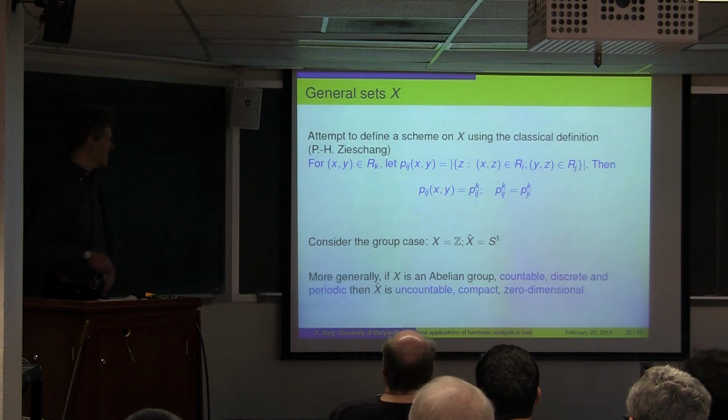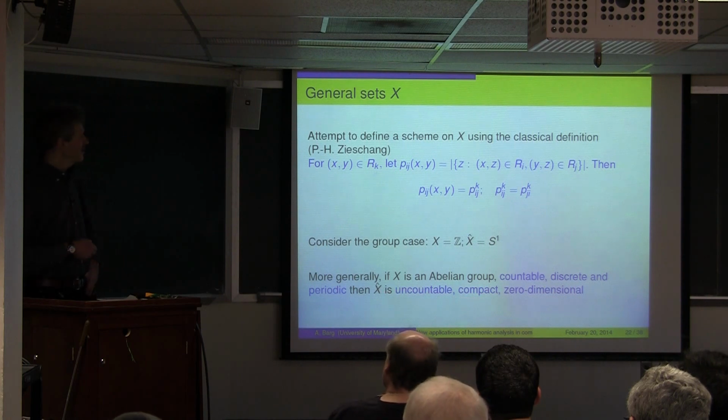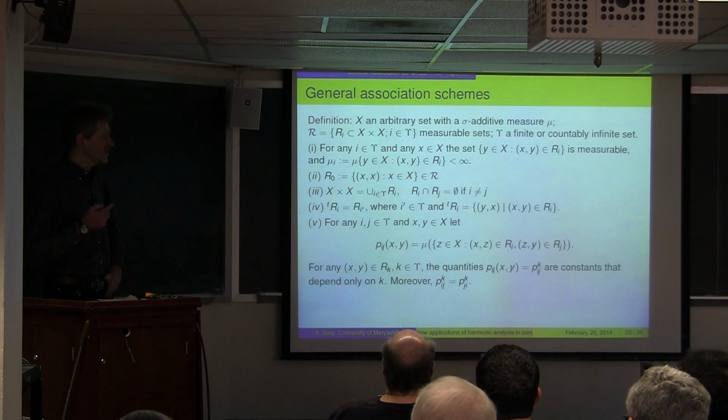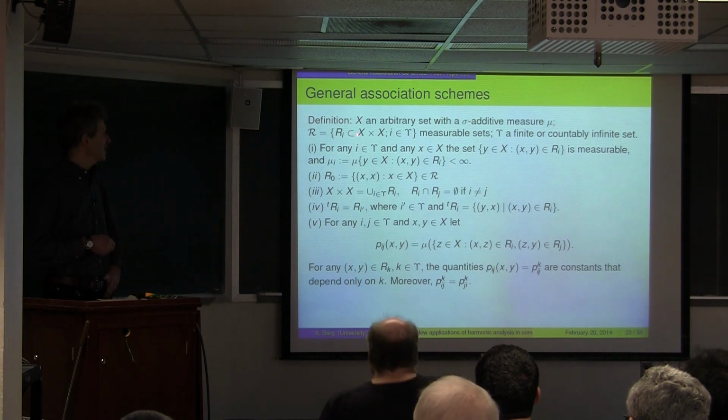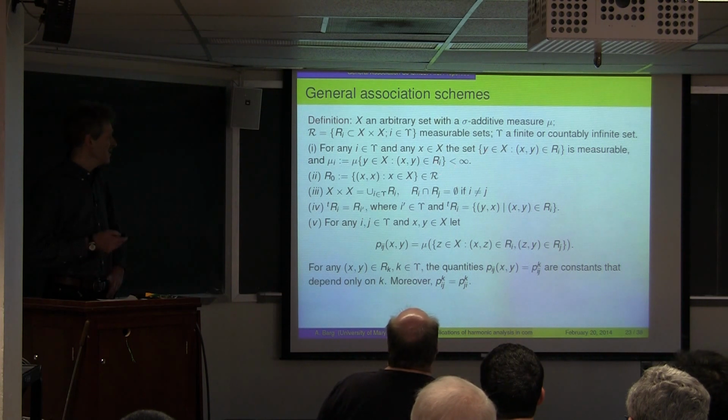And slightly more generally, if we take X to be an abelian group, let's say it's countable and discrete, such as integers, then the dual is uncountable and compact. And if the group in addition is periodic, meaning that every element has finite order, then the dual group is zero-dimensional. And so this approach does not work, and having realized that, we give the following definition. Of course, we replace the count with a measure. So let's say there is an arbitrary set with a sigma additive measure. We partition, again, X cross X into classes, measurable sets, at most countably infinitely many. So we have to postulate that the measure of y's such that xy is in Ri is finite, otherwise things cannot be proved. R0 is a diagonal.